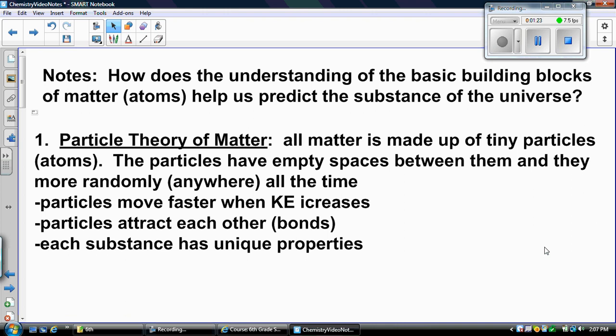Atoms attract each other, or particles attract each other. That's what's creating those bonds to form compounds. And each substance or each atom has unique properties. So we saw that when we looked at the periodic table. Each element had a certain number of protons that was a unique property to it. So particle theory of matter came about after our understanding of what atoms were. We were able to come up with some characteristics about matter that we know to be true based on our studying of atoms. And that is called the particle theory of matter.